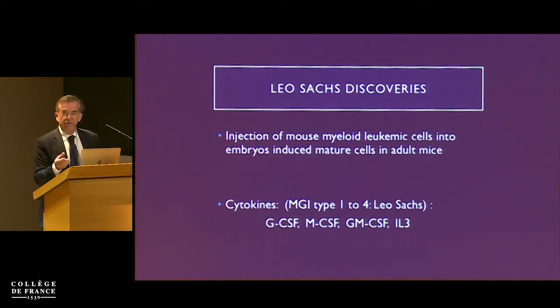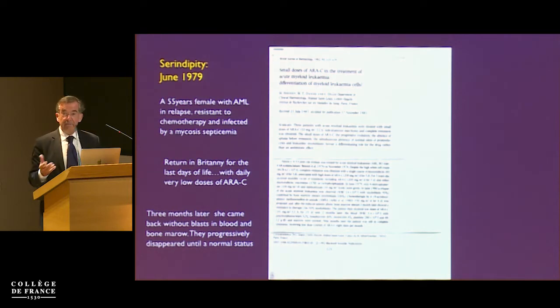After that, he found the cytokines, with a Hebrew name from Israel, and he called them MGI 1, 2, 3, 4, which correspond to G-CSF, M-CSF, GM-CSF, and IL-3. He was a real pioneer of these growth factors and differentiation factors. He said that there are some differentiation factors, but he didn't find any. So after that, serendipity, not rational, but serendipity.